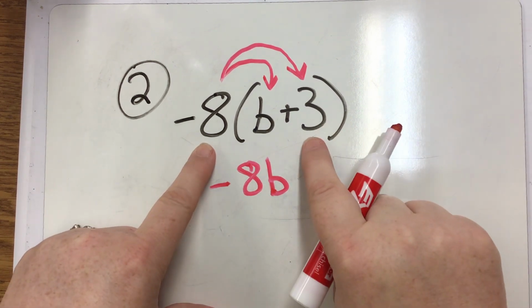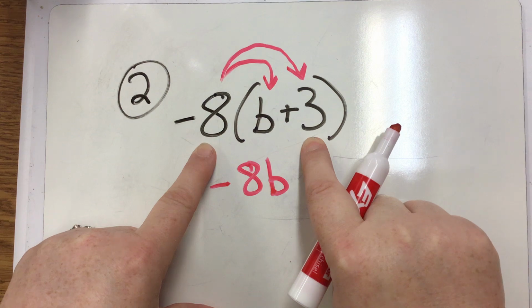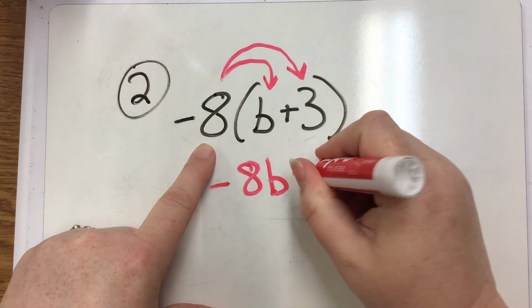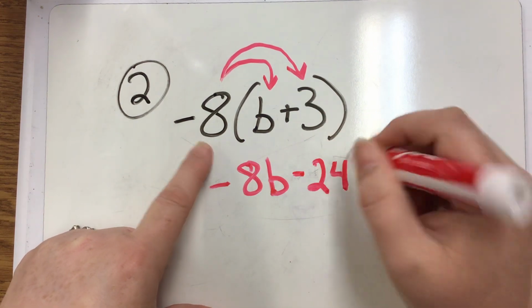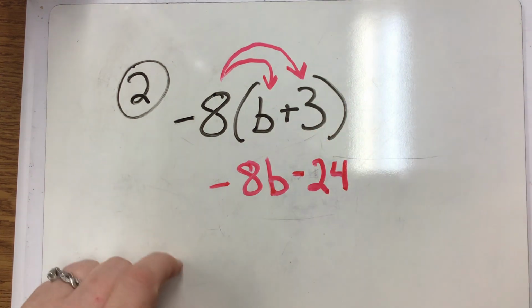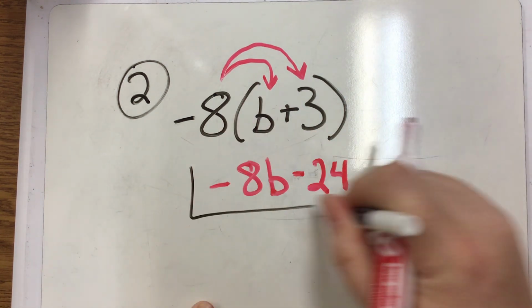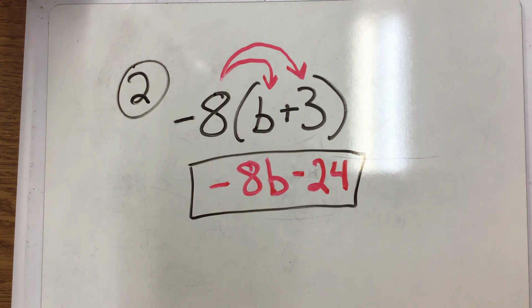Negative 8 times 3 is negative 24. Negative times a positive is a negative. And that's our answer. All right, let's do the next one.